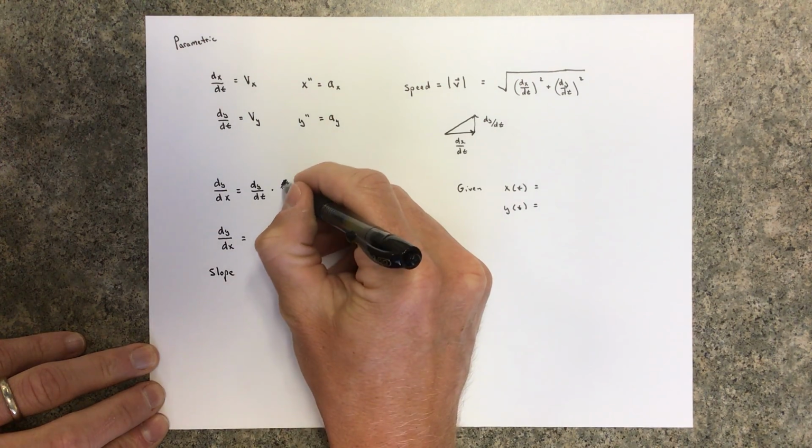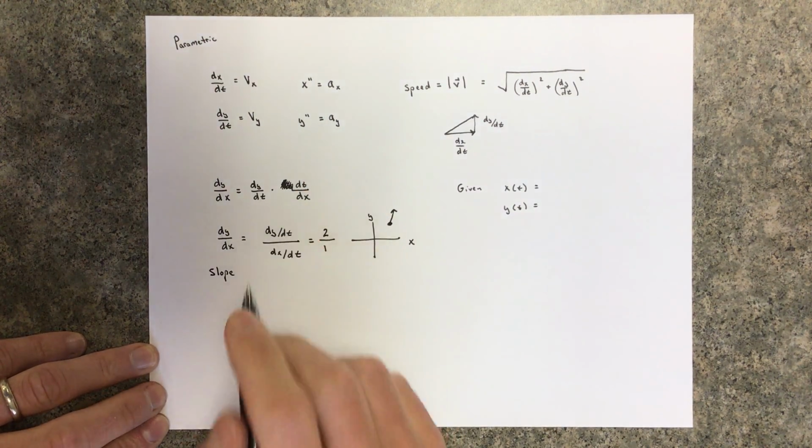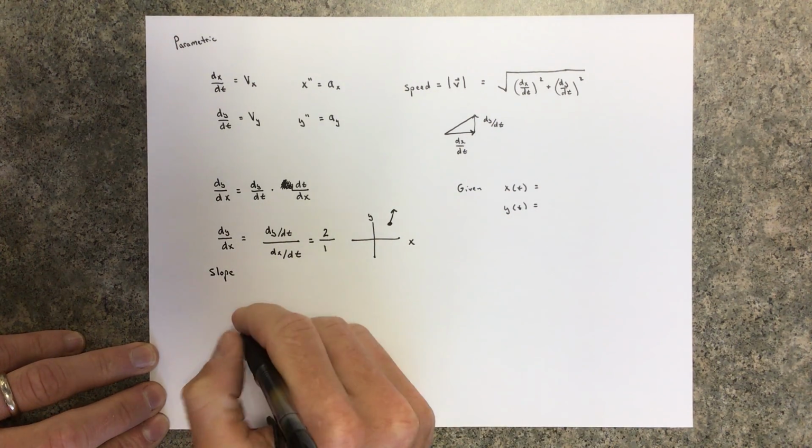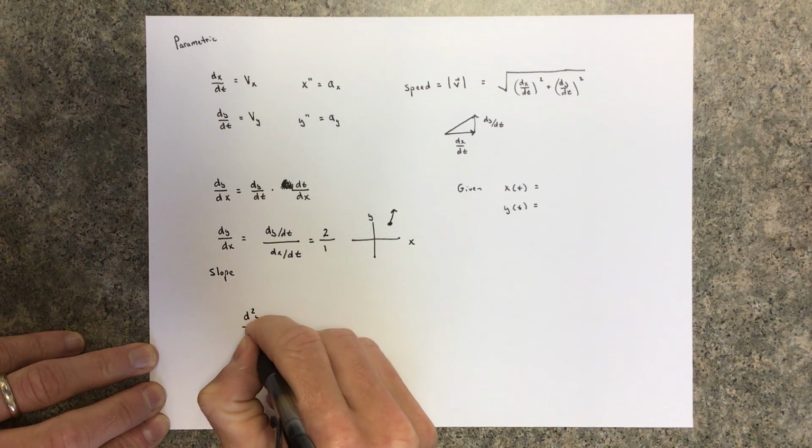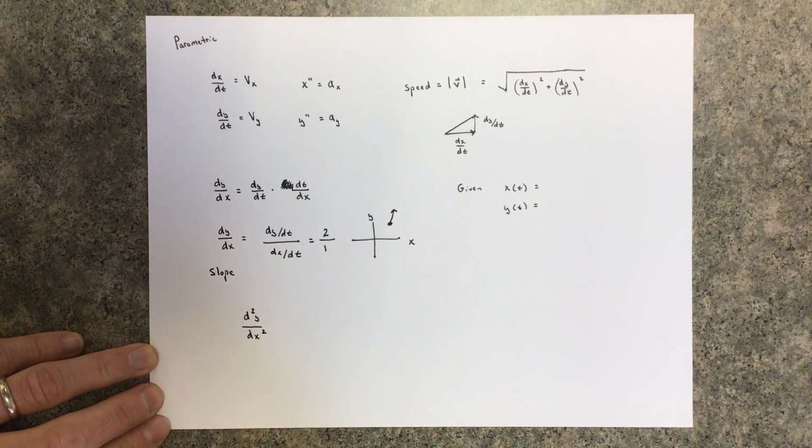However, it comes from the chain rule right here. The one that you guys don't like, and I don't like it either, is this one: the second derivative of y with respect to x.